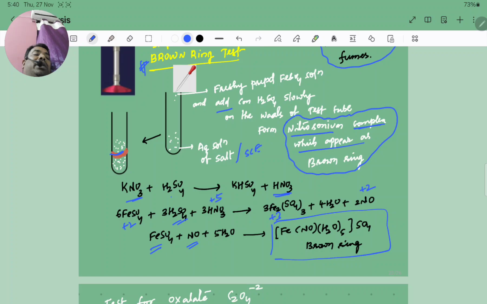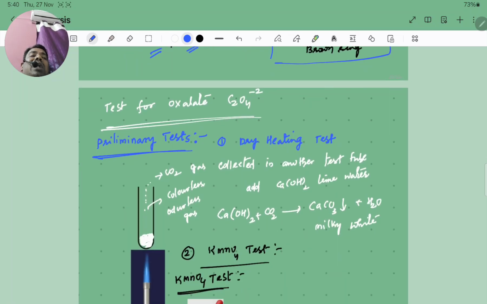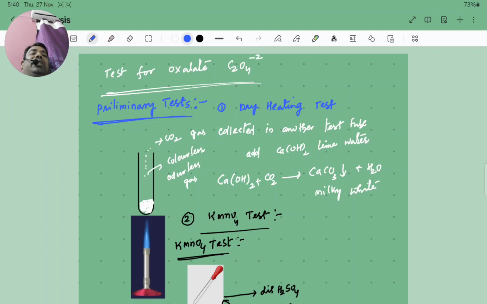This is the most important. This is the brown ring complex formula, right? Reactions are very, very important, student. Brown ring complex reaction questions are asked here, right? Next, last, student, test for oxalate, right?